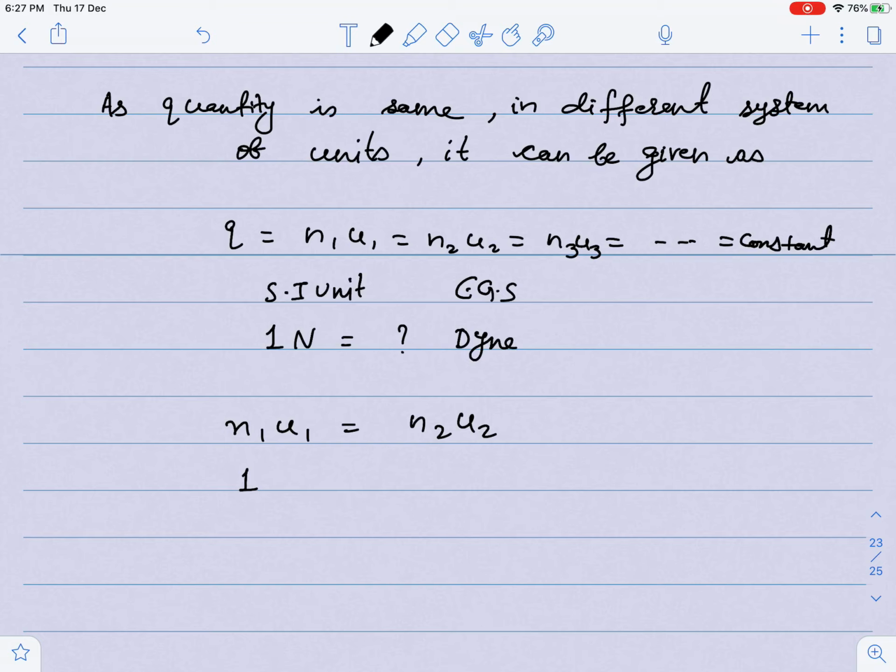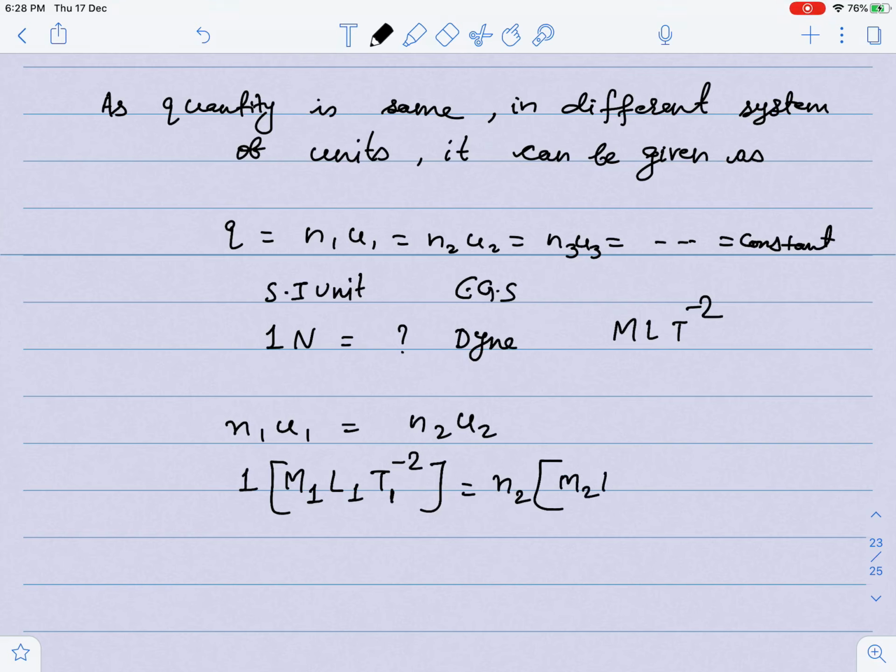n1, the numeric value, is given as 1. The unit of force is Newton and the dimension of force is MLT to the power minus 2. So I will write m1 l1 t1 to the power minus 2. Why have I written it like this? Because I have to compare this unit with another unit, which is your CGS unit. I don't know the numeric value, let it be n2. For u2, I know it is m2 l2 t2 to the power minus 2.